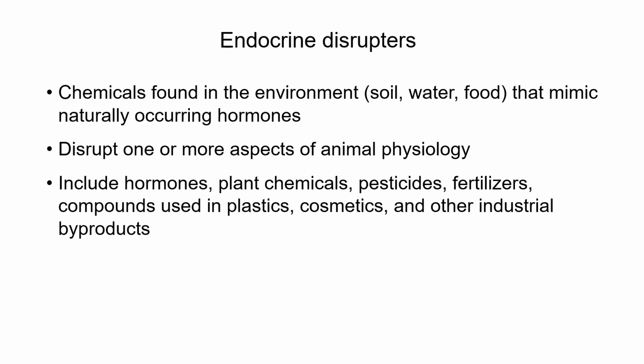And we find endocrine disruptors all over the place. Plants make molecules that are very similar to animal hormones. And when we eat enough of these particular plants, we can ingest these molecules that mimic hormones in our body. Pesticides and fertilizers and compounds that are used in the manufacturing of plastics. We find them in certain cosmetics and other industrial byproducts. So we'll do a couple of examples of endocrine disruptors.